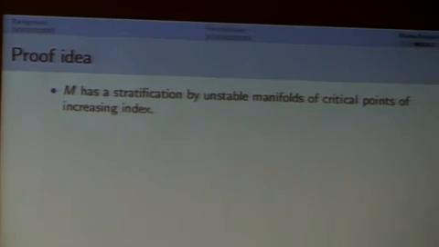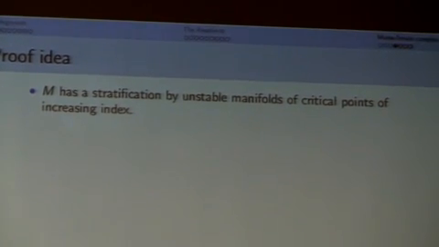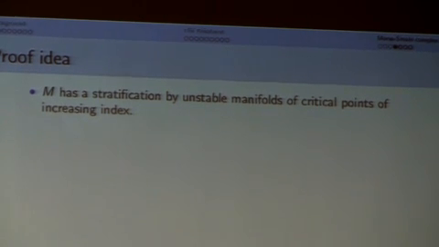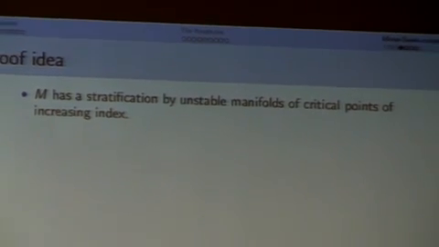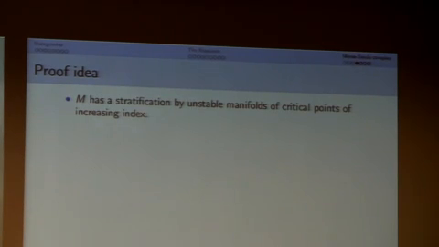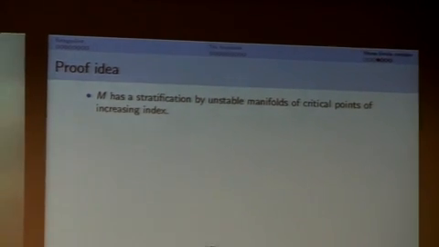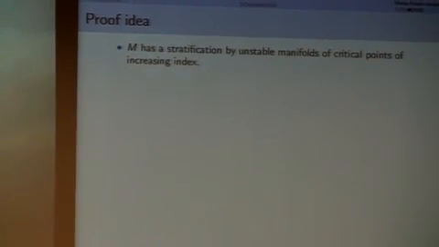So let me give you a quick version of how this goes. The manifold has a stratification by unstable manifolds of critical points of increasing index. So if you take closures of unstable manifolds, so I claim that it forms a nice, well, actually I don't claim it forms a nice stratification. This is always true. M is always stratified by unstable manifolds.